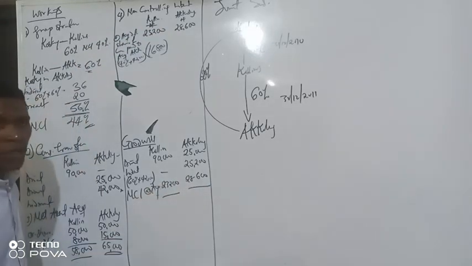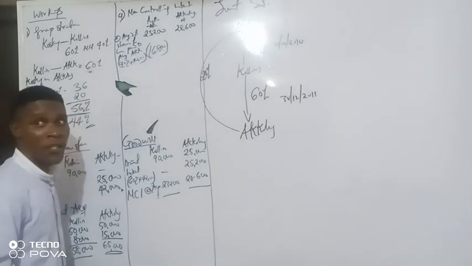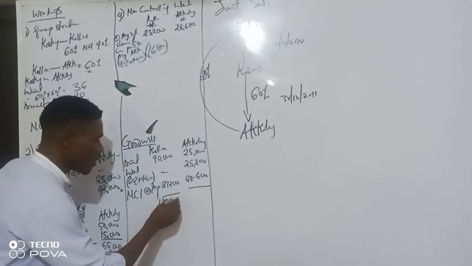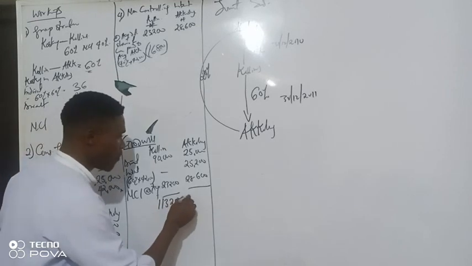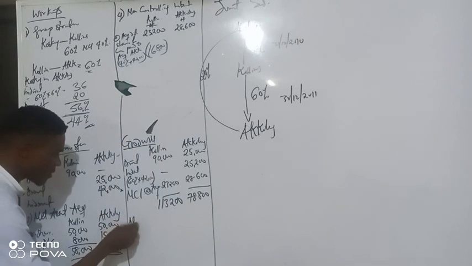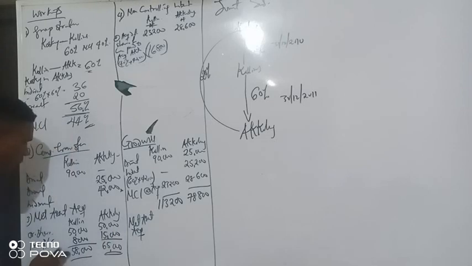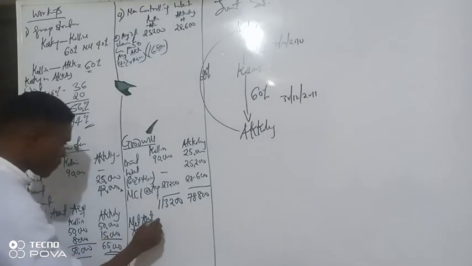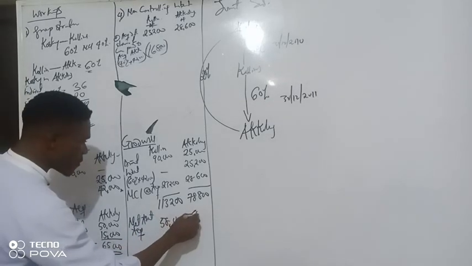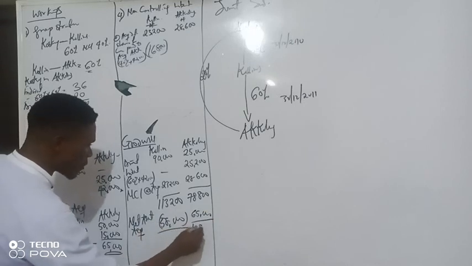In view of that, the total is 113,200, and then 78,800. Then our net assets acquired: 58,000 plus 65,000, which gives 13,800.